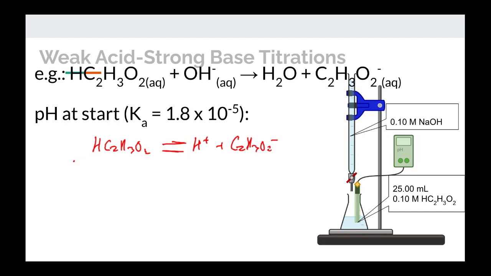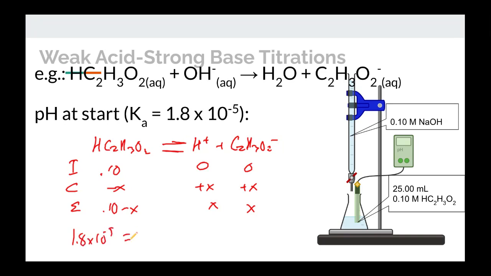And then the initial concentration was 0.10 moles per liter. None of this before ionization. The change, minus X, plus X, plus X. At equilibrium, 0.10 minus X. This will be X and so will this. So our Ka, which is 1.8 times 10 to the negative 5, is equal to H+ concentration, which is X, times concentration of the weak base, which is also X, divided by 0.10 minus X. So we can solve for X. You can make a simplification here if you want to. If you don't want to, it's fine too.